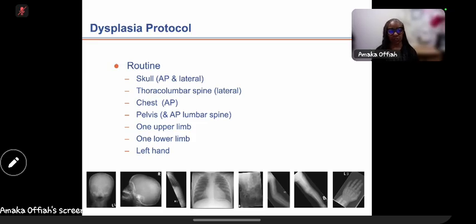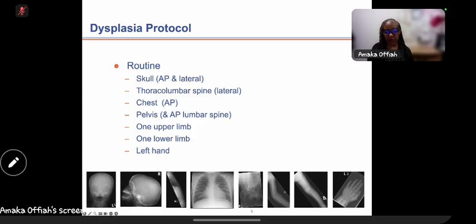So routinely, you want to do an AP and lateral skull. You want to do the thoracolumbar spine lateral projection. You want to do the chest. On the AP chest, make sure you can see the full shoulder joints. The reason being, you want to make sure you can see the lateral ends of the clavicles, both sides. On the pelvis, that includes the AP lumbar spine. Make sure it includes the symphysis pubis.